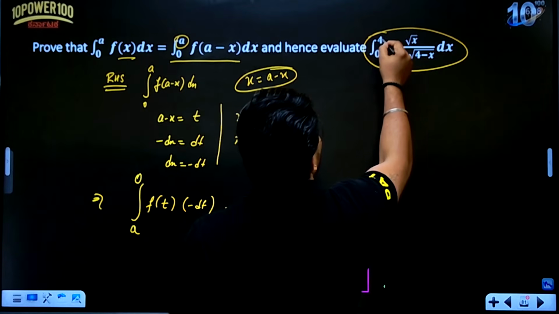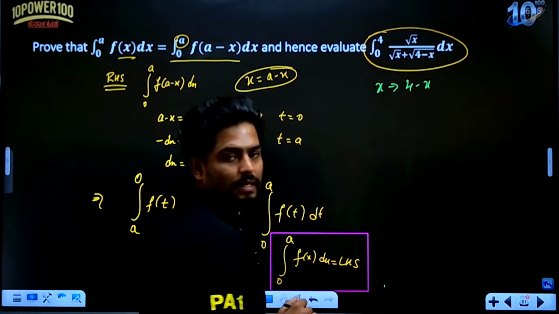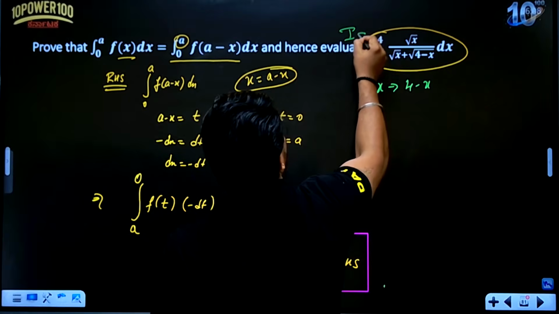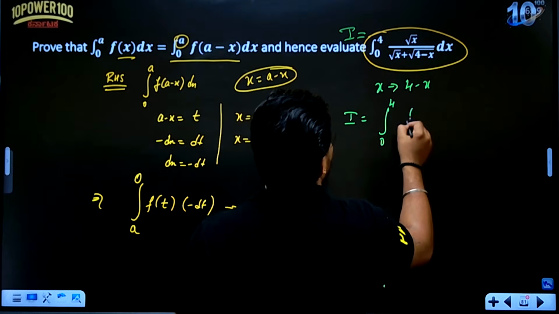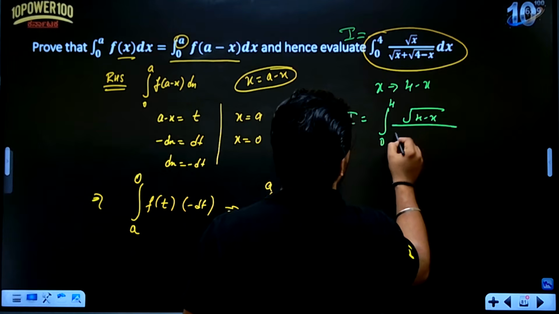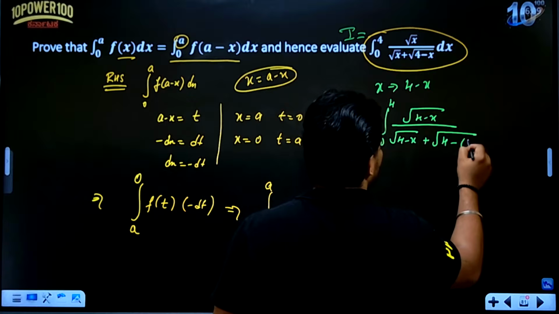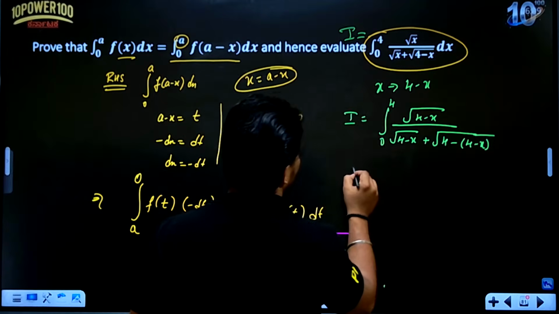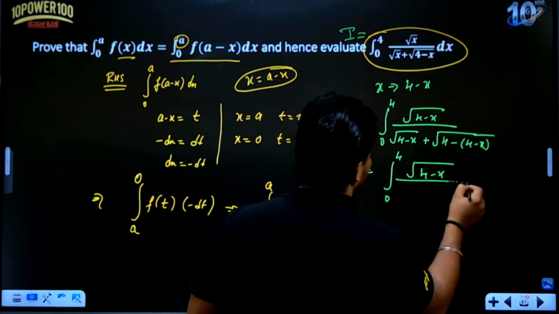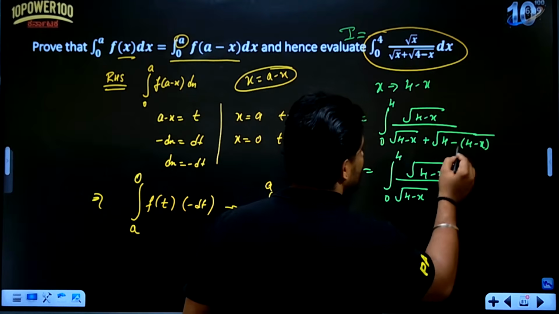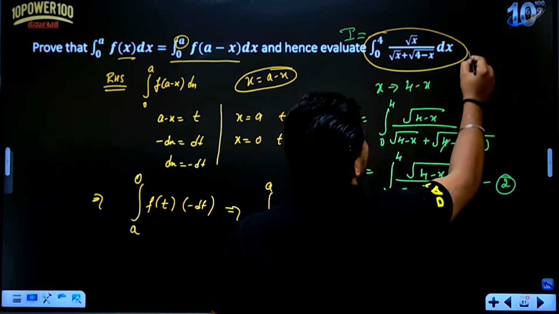Here the limit is 4. So we replace x with 4 minus x, because the upper limit is 4. I'll take this as I. Now if I solve this, I is equal to 0 to 4 of root of 4 minus x divided by root of 4 minus x plus root of 4 minus of 4 minus x. Be careful here. So I is equal to 0 to 4 root of 4 minus x divided by root of 4 minus x plus root x, since 4 and 4 cancel and minus into minus is plus. This is equation number 2 and this is equation number 1.